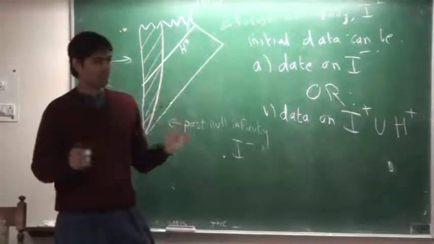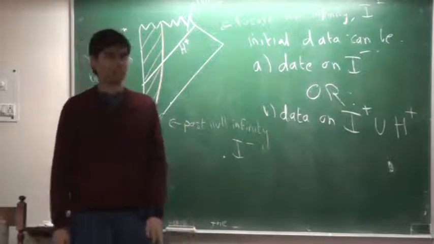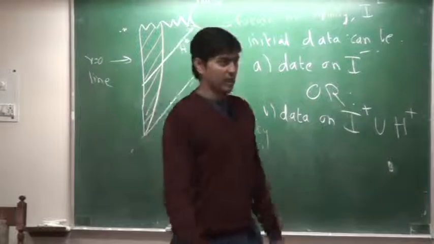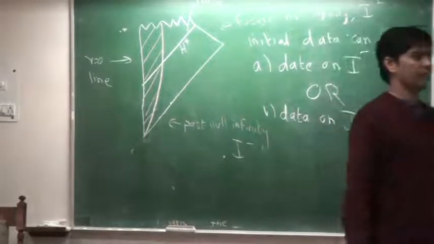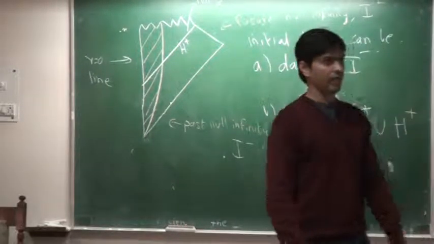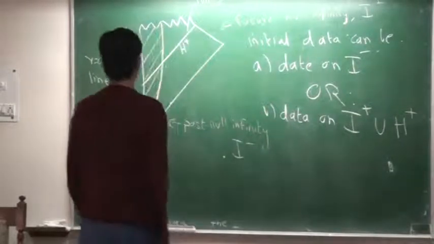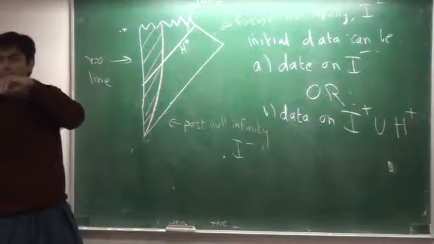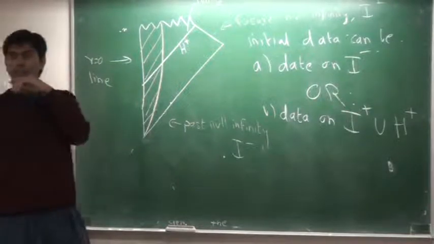Okay, is this clear? Why are we considering only null infinities, not time infinities? So we're going to consider massless particles. So massless particles come in from past infinity and end up in future null infinity. Okay, is this clear?